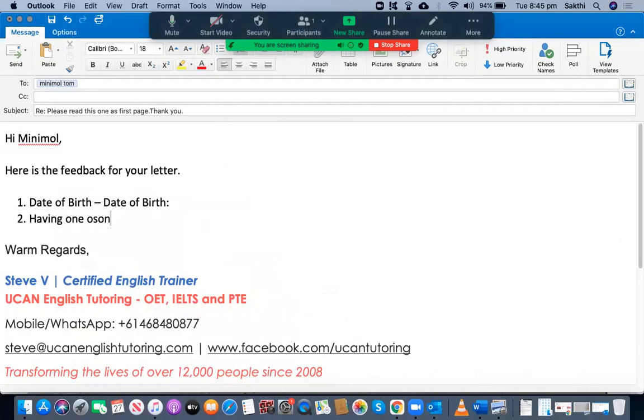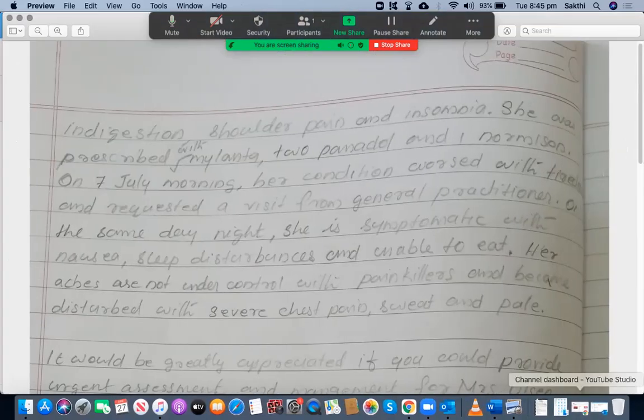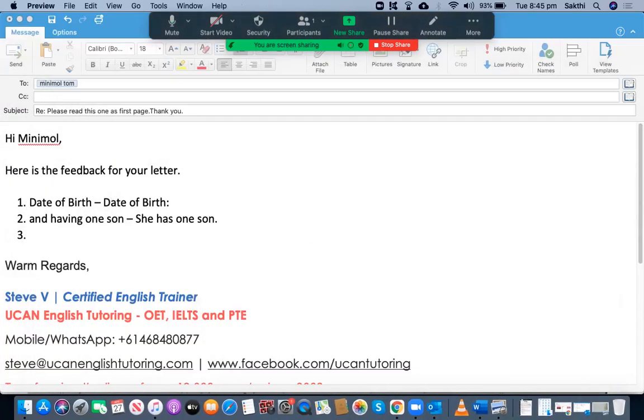So instead of writing "and having one son," she can start a new sentence and then write "She has one son." All right, that should be fair enough. Let's go to the next one.